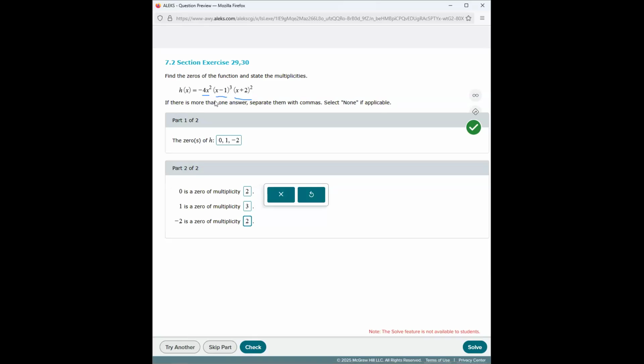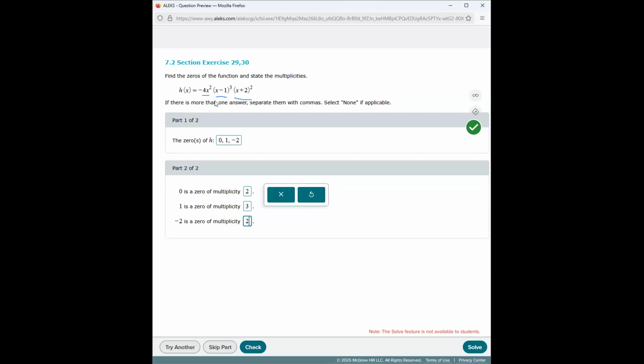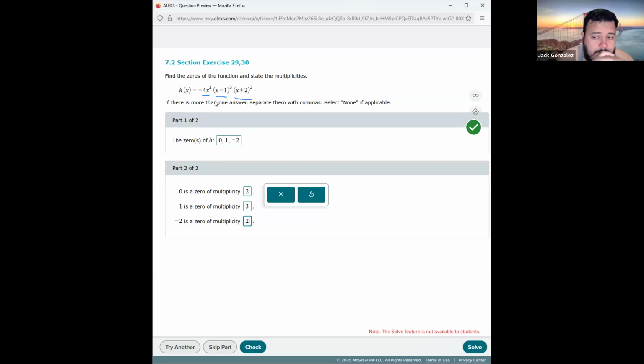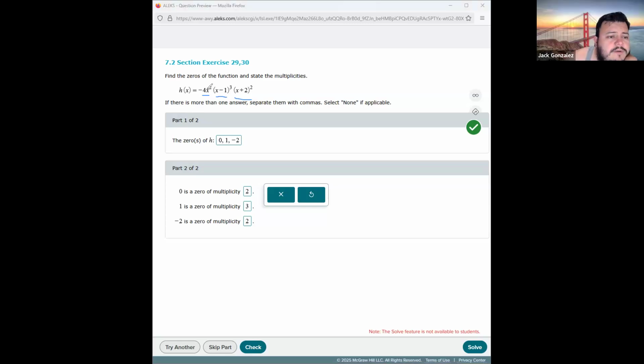Did you get 2 from the 0? Like, I'm confused. I was wondering where you got it from. Which one? The last part. 0 is a multiplicity of 2. Then 1 is 3. -2 is 2. Yeah, it's basically the power on top right here.